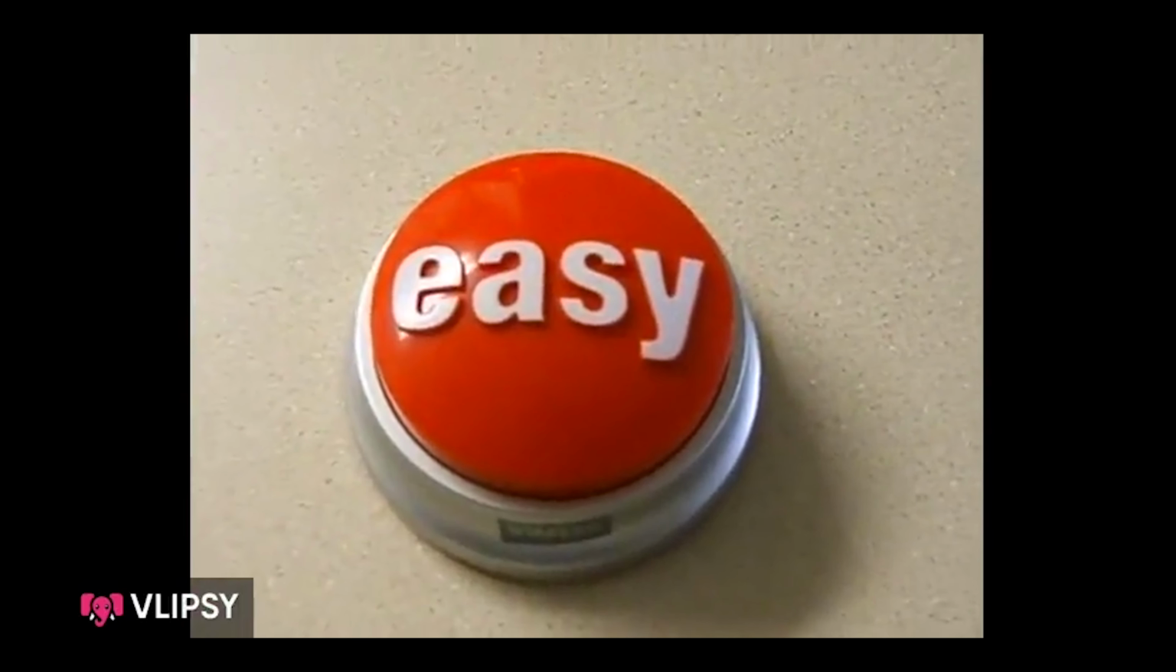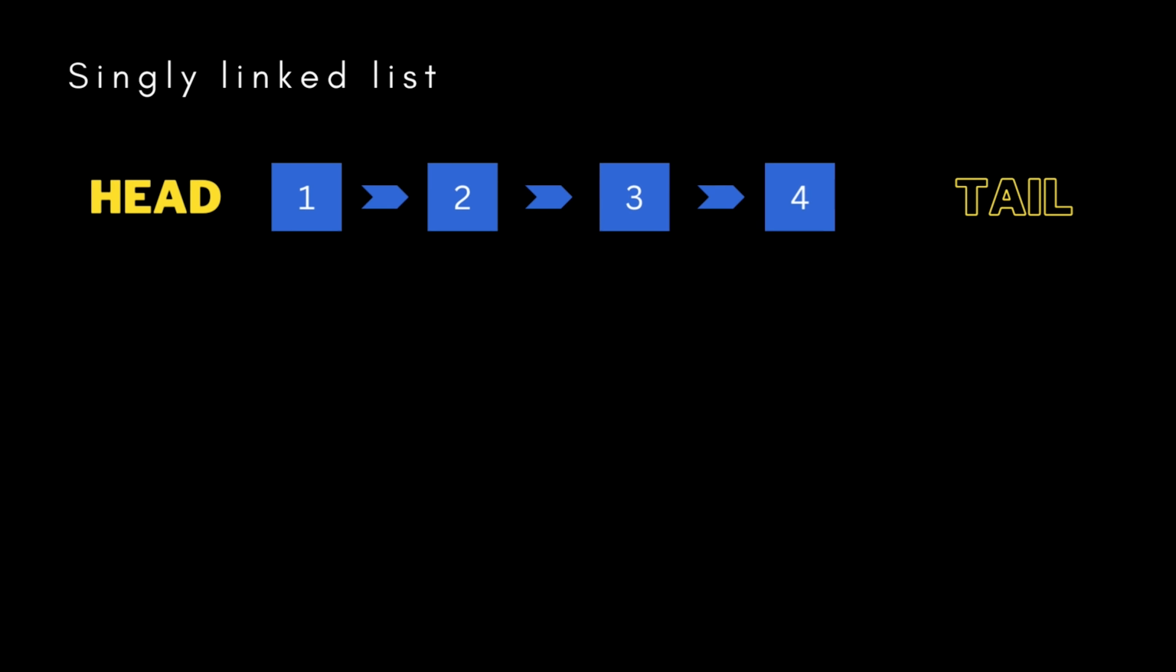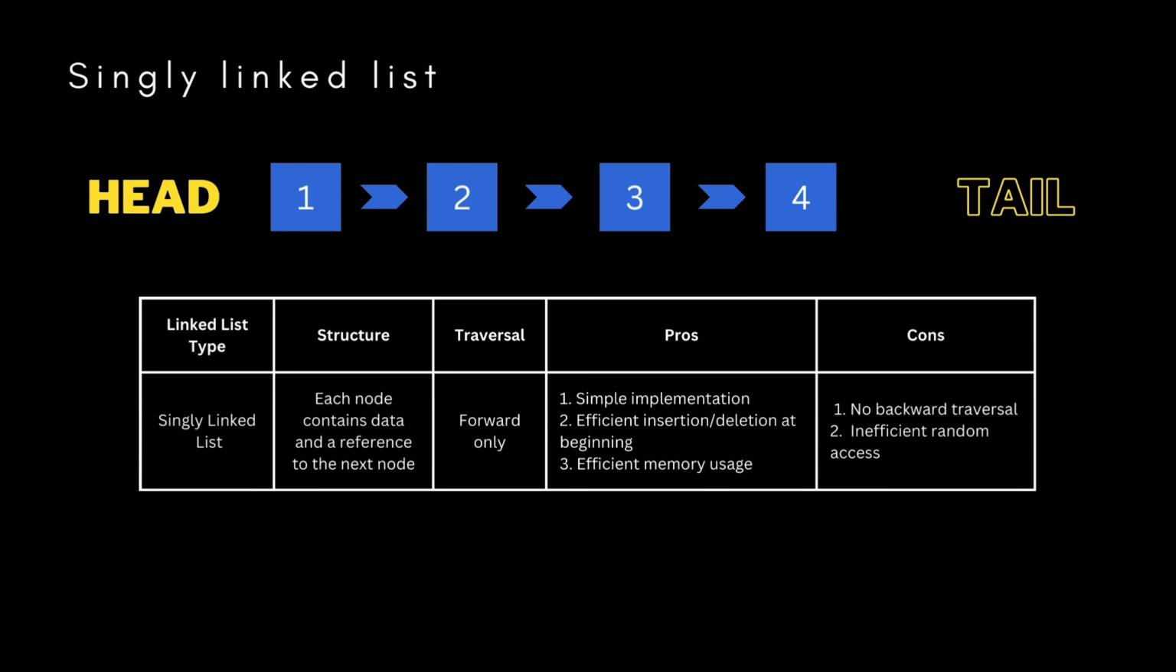The singly linked list has nodes. Each node has a reference to the next node in the list. It allows traversal only in the forward direction. You can see here 1 traverses forward to 2, and 2 traverses forward to 3, and it goes on. And kindly take a moment to observe the pros and cons.